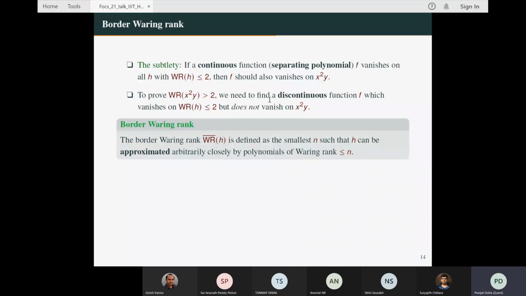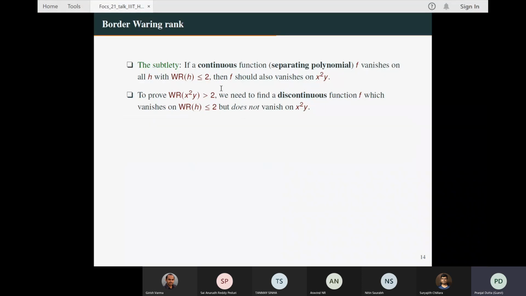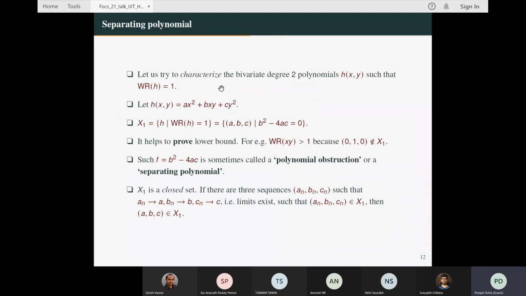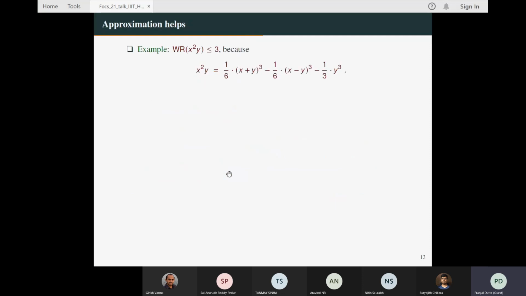if there is a continuous function, let's look at X1. This is a continuous function. If there is a continuous function that vanishes, that is exactly 0, then it must be a closed set. That means that in the limit also, the points will also vanish. A and B and C, and then the limit points A, B, C will also vanish. So automatically that will be a closed set. So a continuous function cannot be used to prove a lower bound.